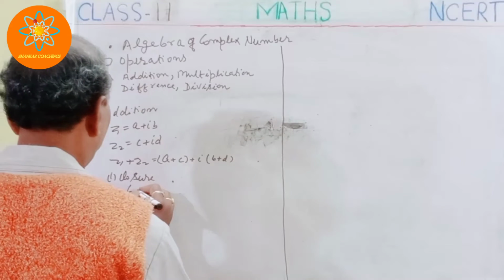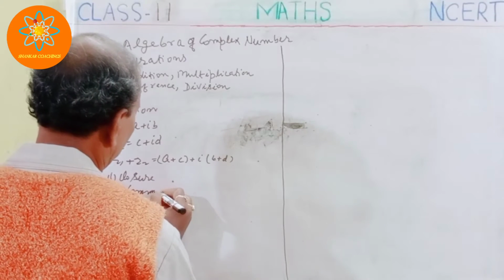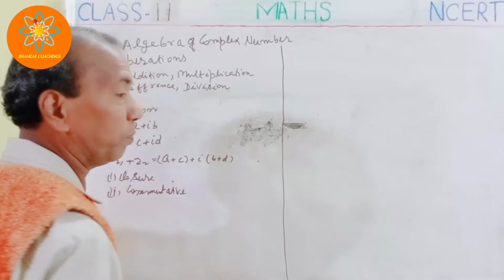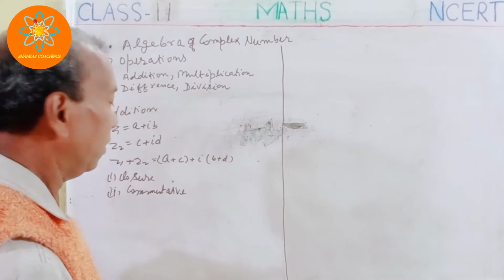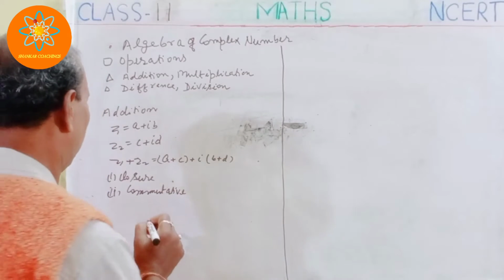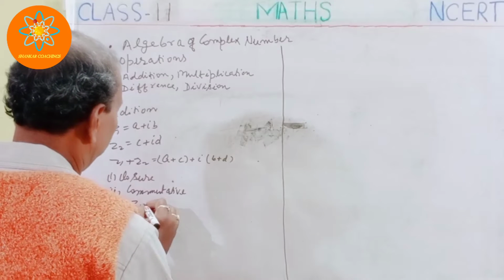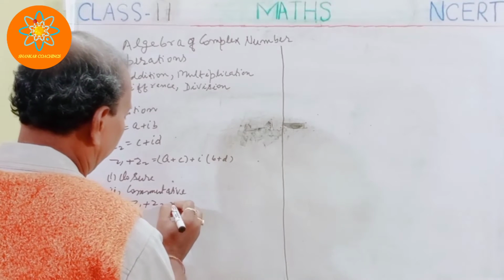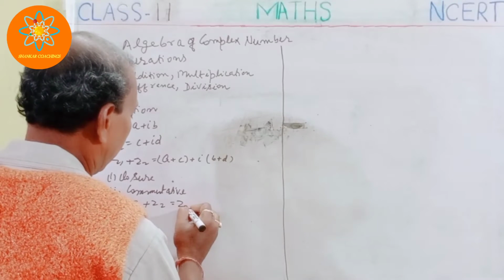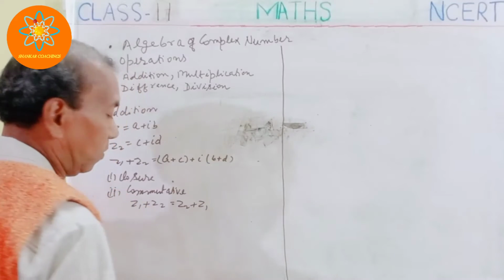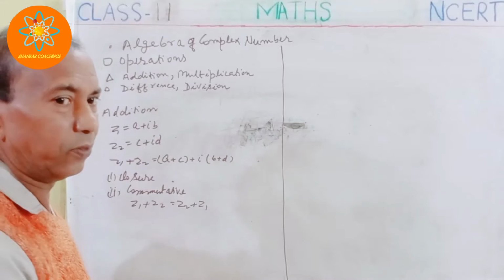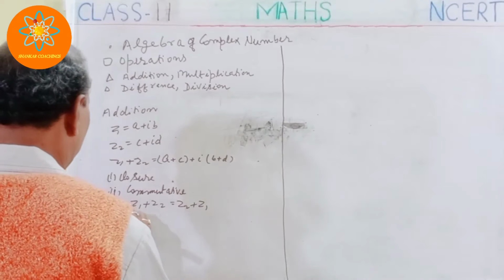For the commutative property, that means if I have two complex numbers z1 and z2, then z1 plus z2, and if I reverse it and then add, the value will be the same. So z2 plus z1. This indicates the commutative property. Now next is the associative property.